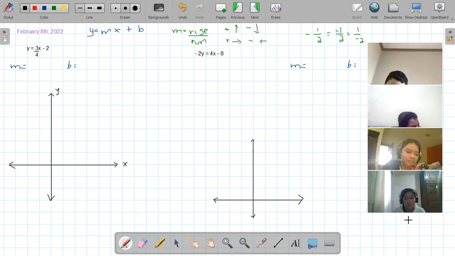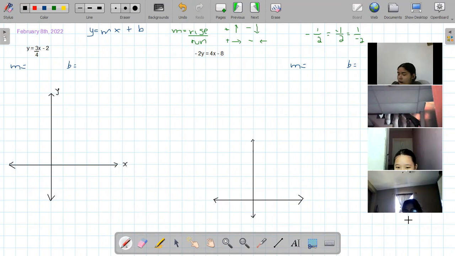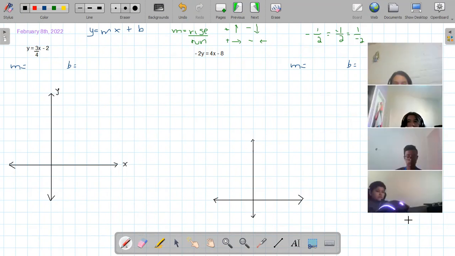In this case, exercise 1, y equals 3/4x minus 2. Is it completely alone in one side, the variable y, and positive? Yes, right? Okay, so we're good. We can start identifying m and identifying b. Like I said, m, the slope, is always the number next to the variable, so in this case, variable x. So in this case, what is my slope?